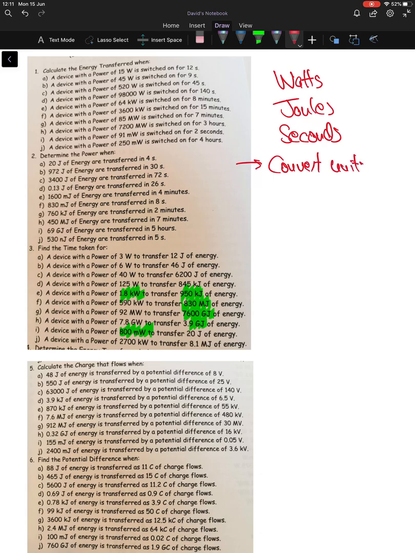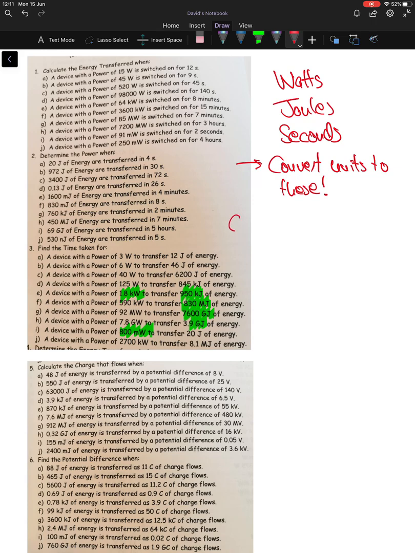Convert your units. Convert your units. You need power in watts, energy in joules, time in seconds. So convert units to these. And remember your two equations.